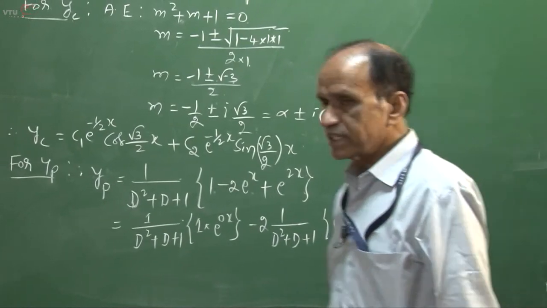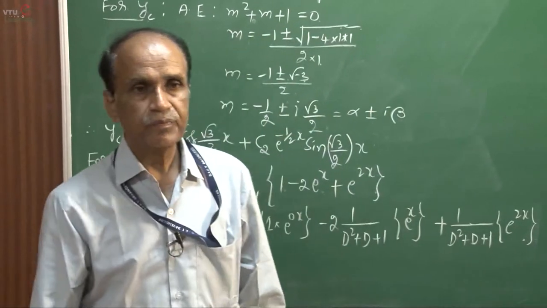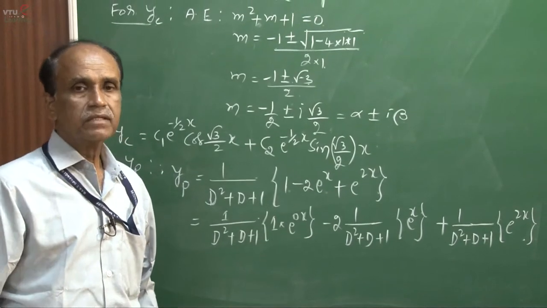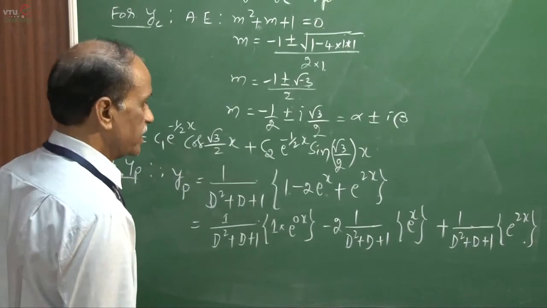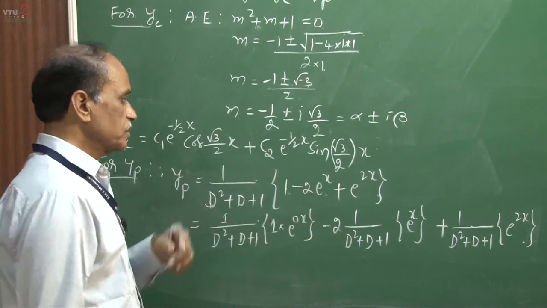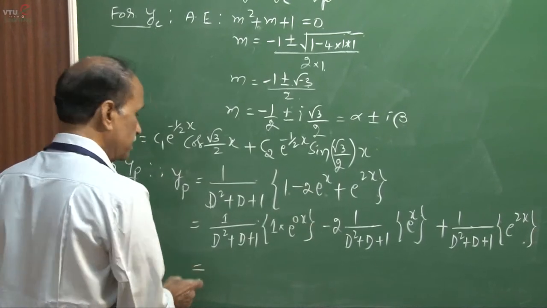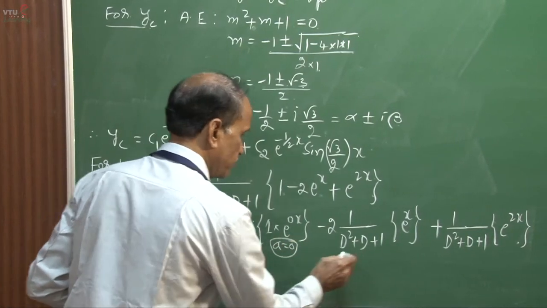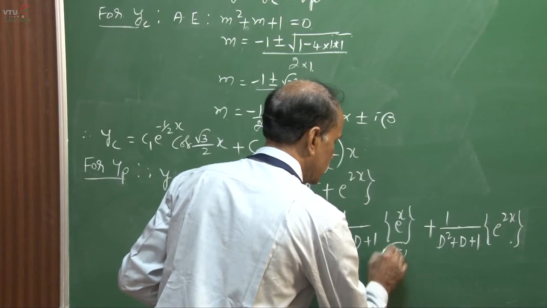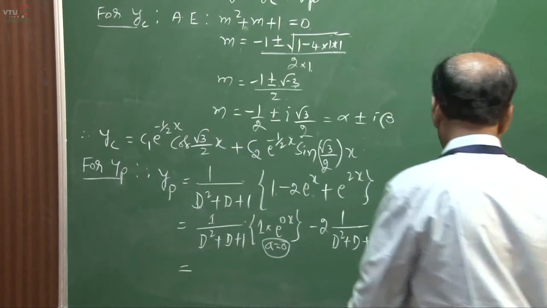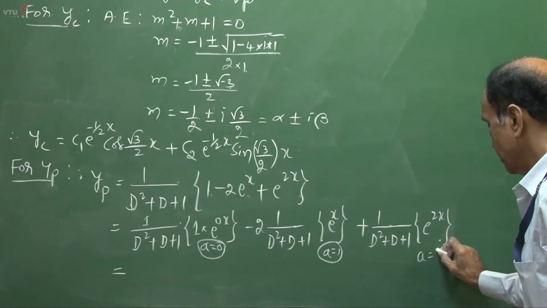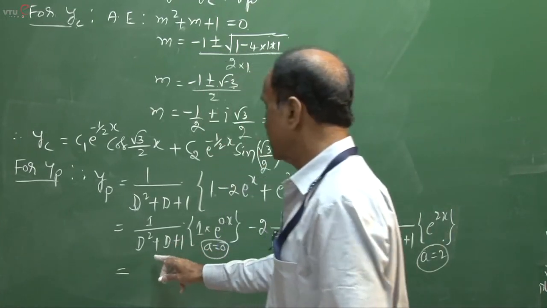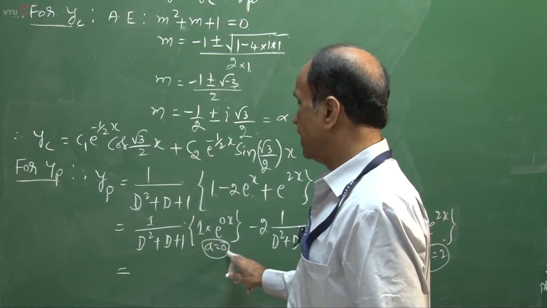So whenever the exponential term is there, in the inverse differential operator you are going to replace D by a, provided that value is not going to become 0. Here a is 0 in this case, a is 1 in this case, and here a is equal to 2. Therefore, you have three terms, with D equal to a equal to 0, 1 and 2.